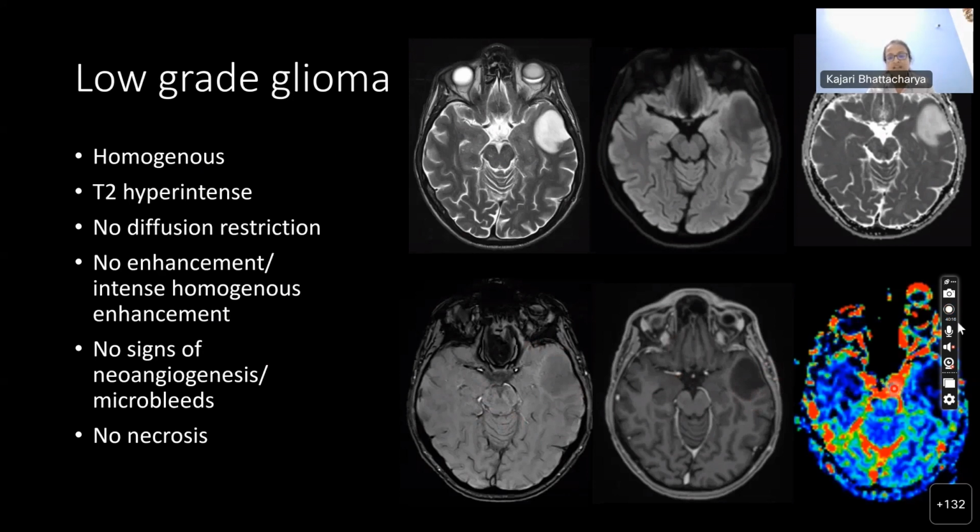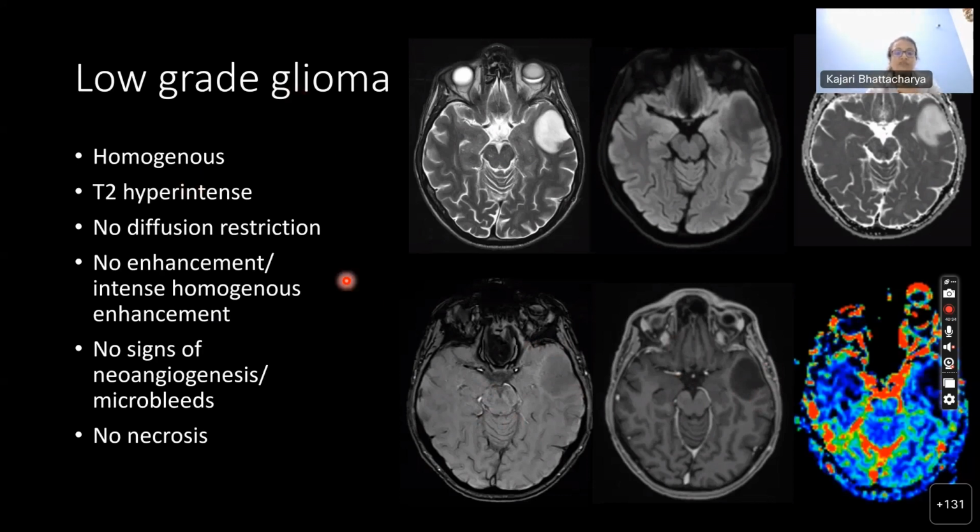And looking at perfusion imaging also helps us. So basically perfusion tells us the amount of blood flow to that particular part of the tumor. Lower grade tumors generally have lower blood flow. There are exceptions to that, but that can tell us that it's a lower grade tumor.